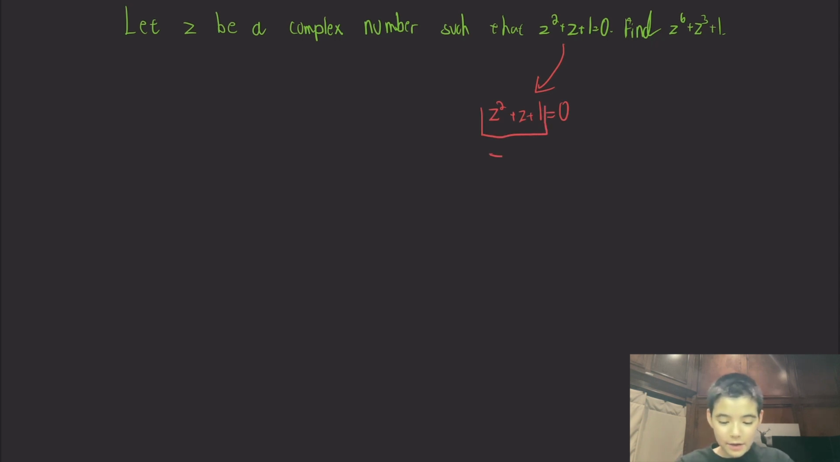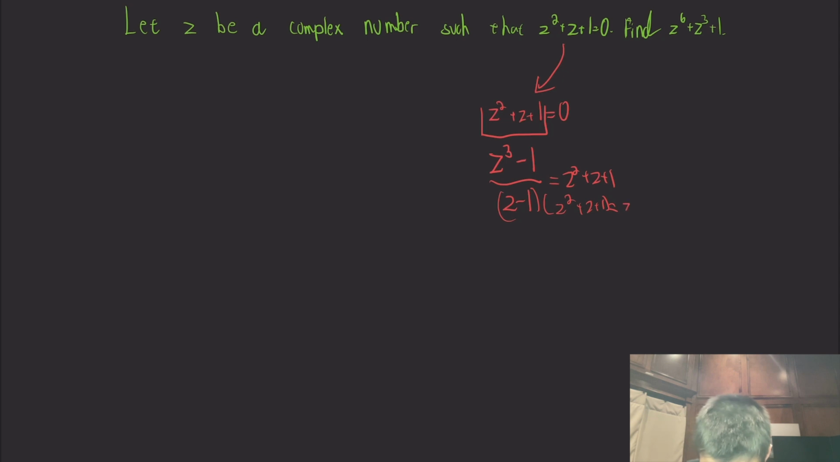That is actually just z cubed minus 1 over z minus 1 because of the geometric series. Because z minus 1 times z squared plus z plus 1, that's just z cubed minus 1. So we know that z cubed minus 1 over z minus 1 is 0. And we know that z cannot be 1 since 1 doesn't satisfy this equation. So then z cubed minus 1 is equal to 0. So then z cubed is equal to 1.